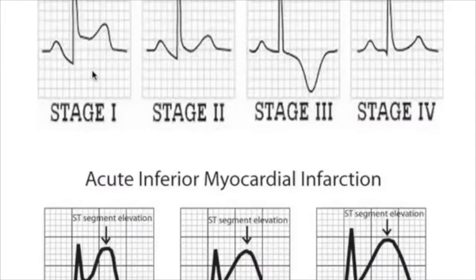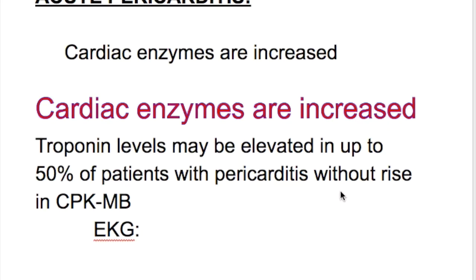ECG of the constrictive pericarditis is of low voltage. How about the ECG of acute pericarditis? ECG of acute pericarditis has ST elevations. Also, cardiac enzymes are increased in acute pericarditis.